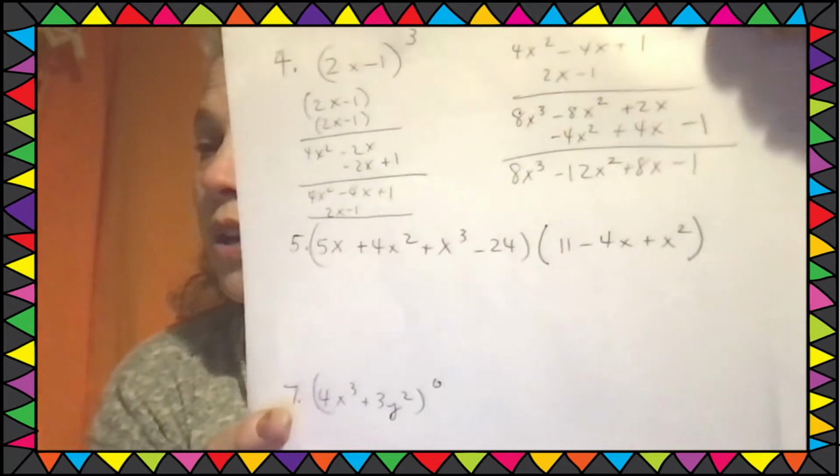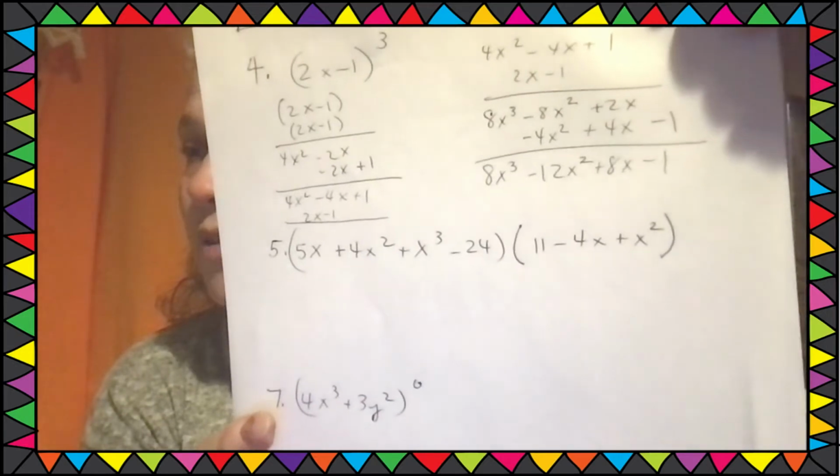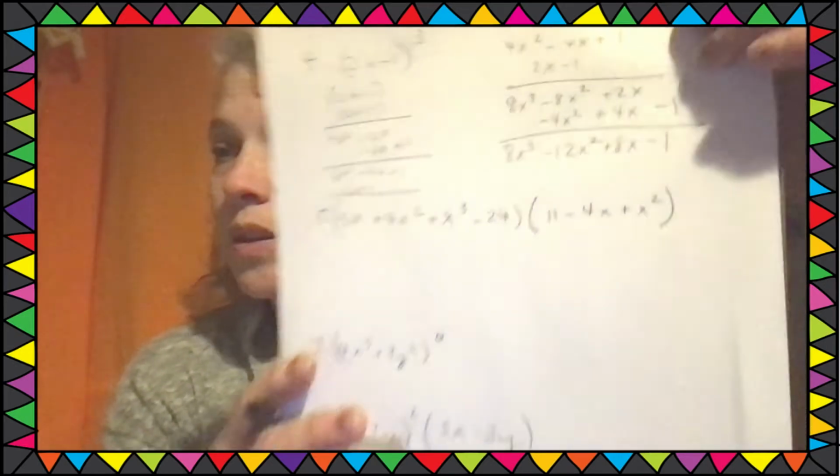All right. So now we are moving on to number 5. It is 5x plus 4x squared. Ooh, this one has to be rearranged. Okay, so I'm going to put x cubed first: x cubed plus 4x squared plus 5x minus 24. And then the other trinomial has to be rearranged too: x squared minus 4x plus 11.